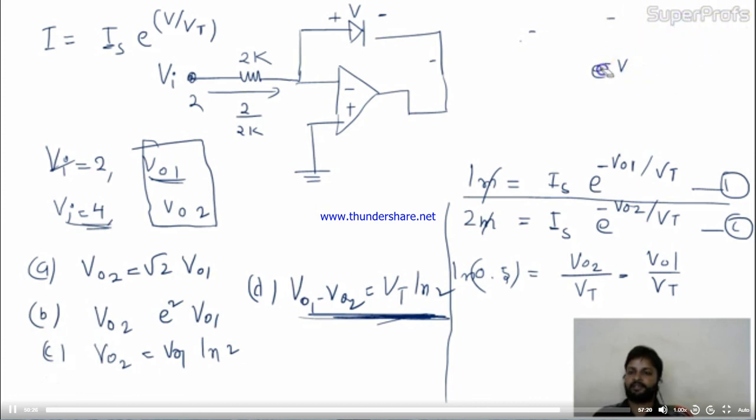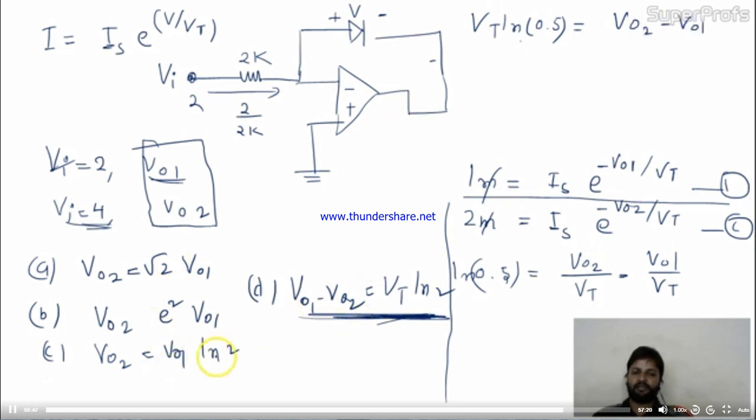You are getting an answer, but it is not given in the options the same as what you are getting. So you have to manage it and arrange some values so we'll get the correct thing. 0.5 we are getting. Vt will multiply over here. This side you will remain with V02 minus V01. This is what we are getting.